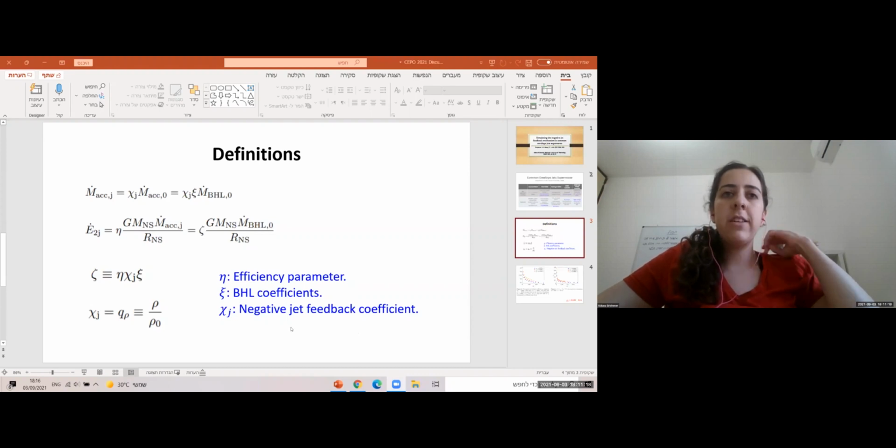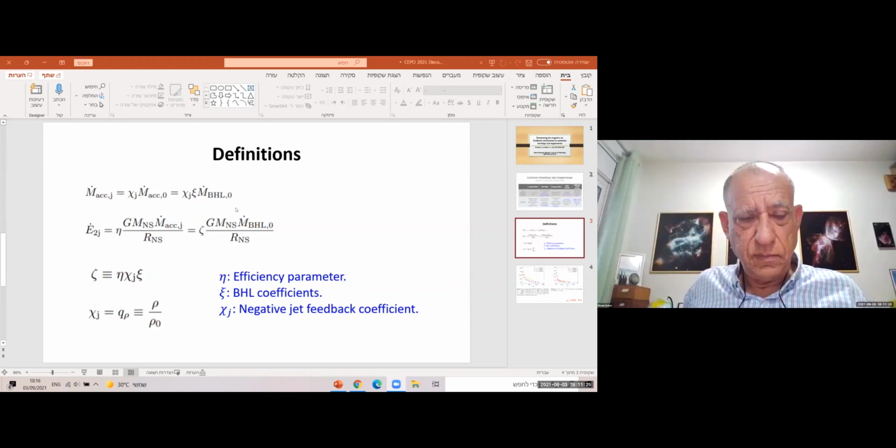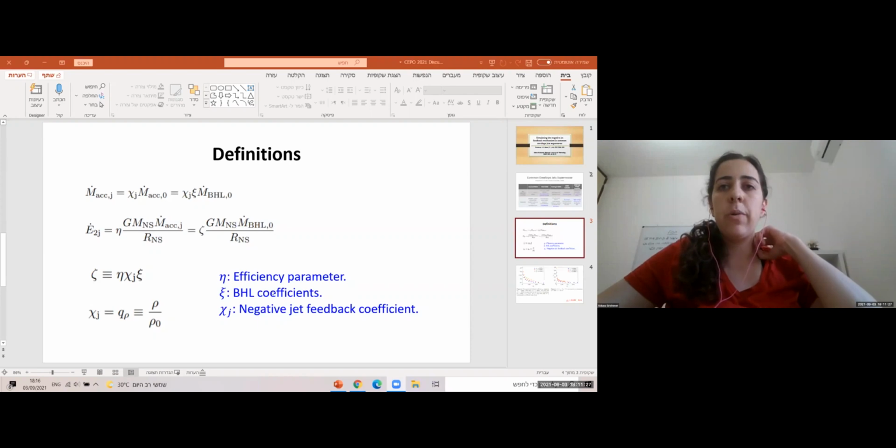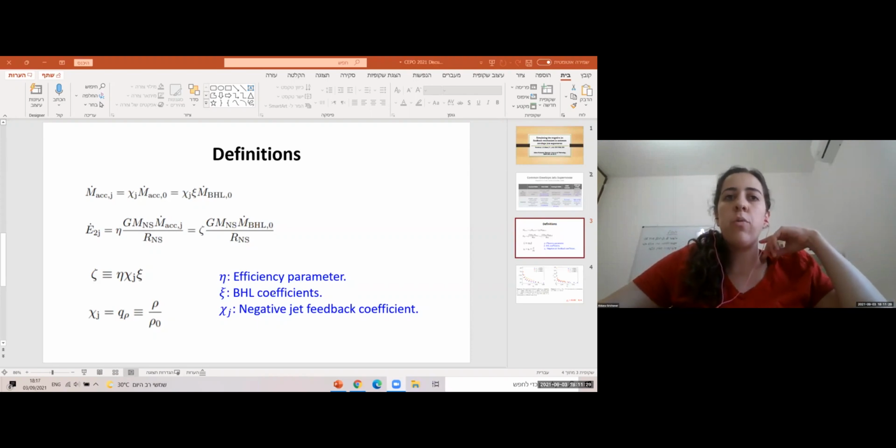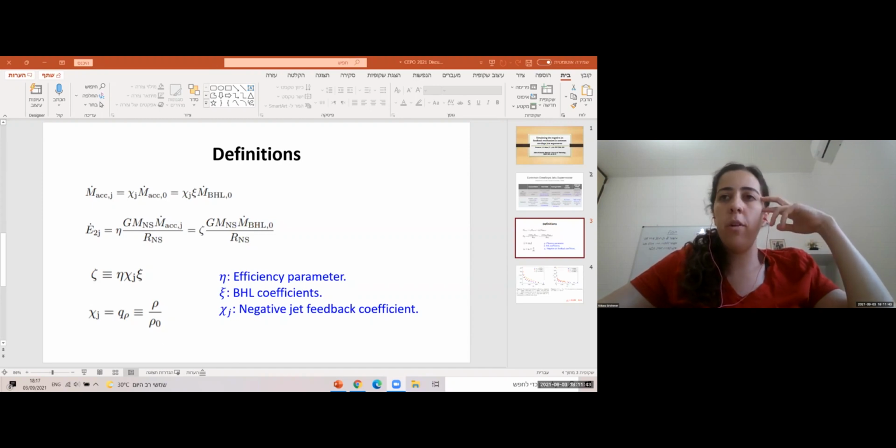And so what we actually do is inject a value of zeta times the Bondi-Hoyle-Littleton mass accretion rate in the form of energy to the envelope, and we find where we have a self-consistent value of the negative jet coefficient, chi jet, which is equal to the density of the perturbed and the unperturbed envelope at the same times.